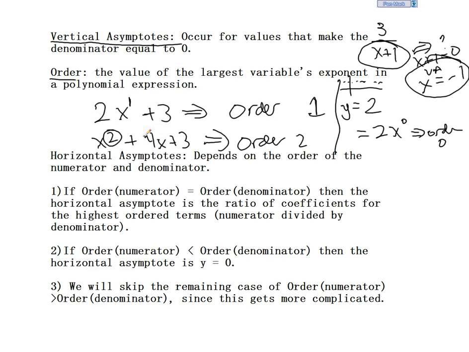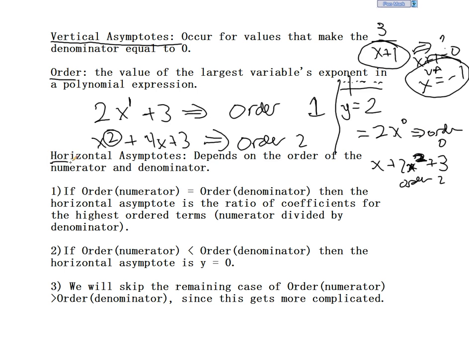Now, even if the terms are rearranged, so if you had x plus 2x squared plus 3x plus 3, that's still order 2 because the variable with the highest exponent value is the value of 2.